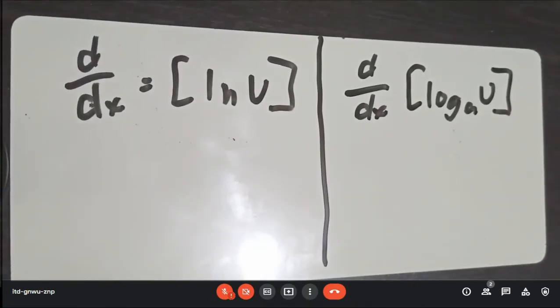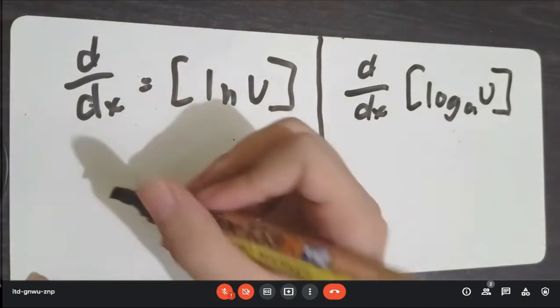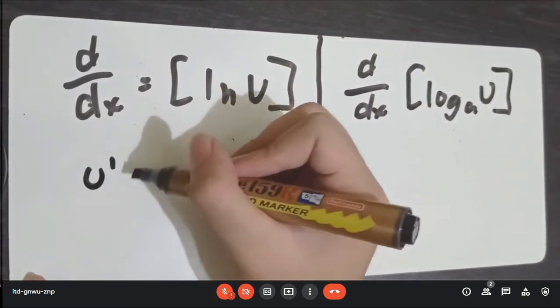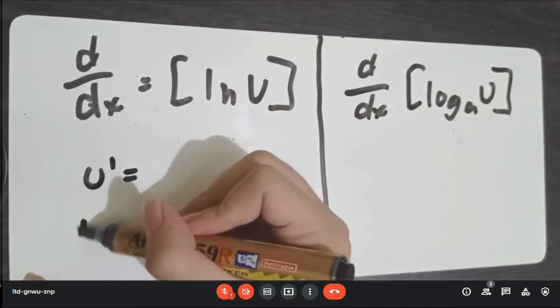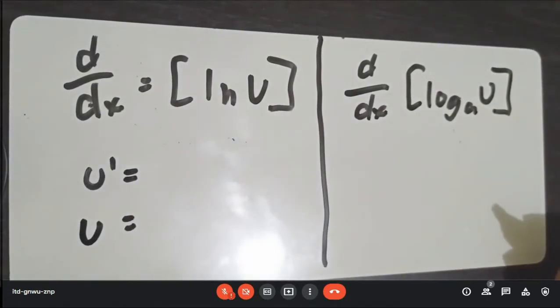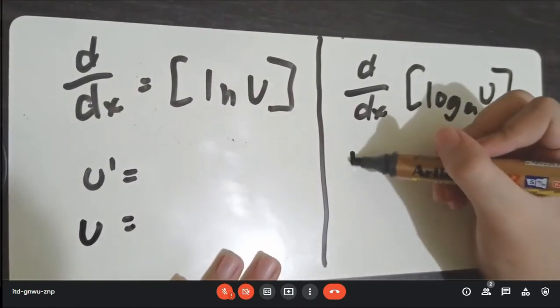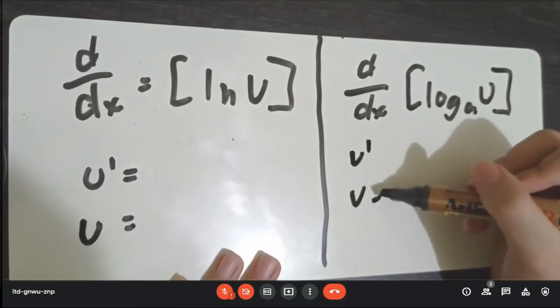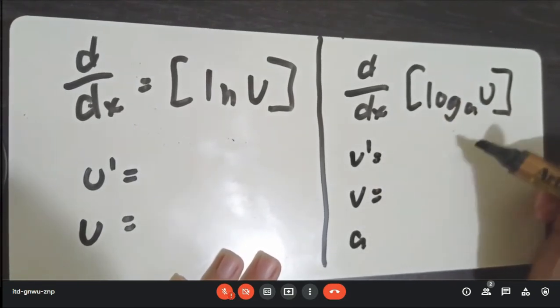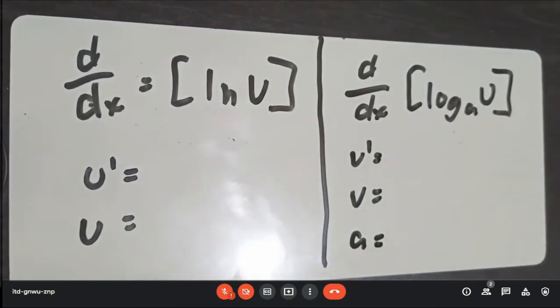So in the derivative of logarithmic function, you need to remember this formula and find the u prime and the u. And in this formula, you need to find the u prime, the u, and the a, the base. And that's all you need to remember.